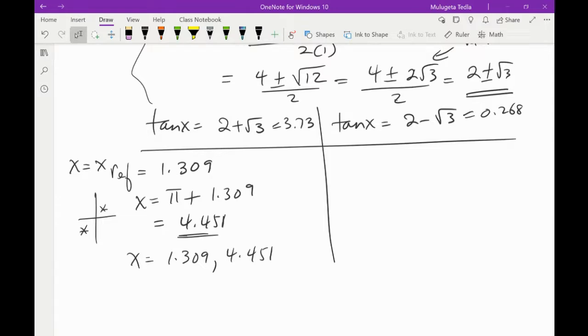No, we have to see where tangent is positive anyway. So the reference angle for this one is x reference equals tan inverse of this, second function tan. Is it 15 degrees for that one? 0.268, the tan inverse of that. Okay, we'll see. I'm using radians.